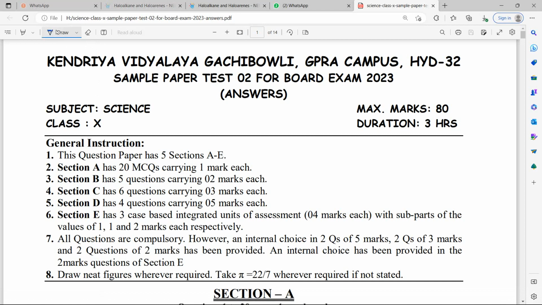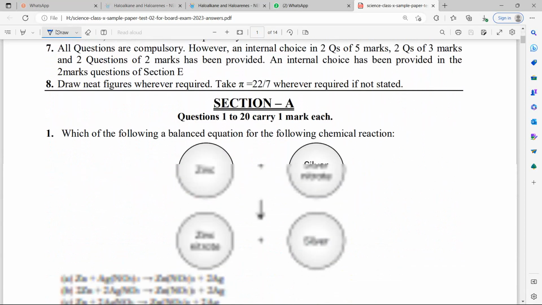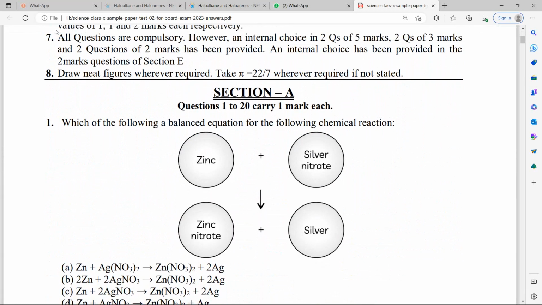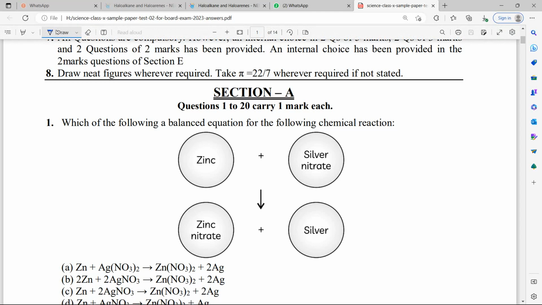Right. So let us go for the question paper discussion here. The first question is, which of the following is a balanced chemical equation for this reaction? They had given zinc plus silver nitrate gives zinc nitrate plus silver. So first, let us write the symbol for this element or formula for this compound.